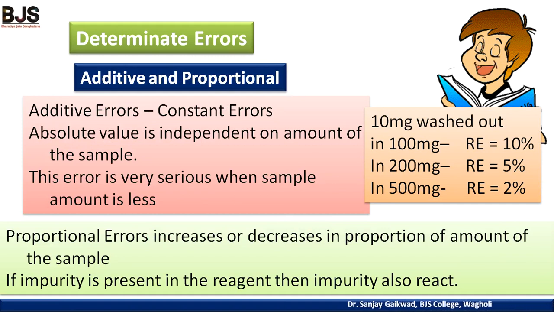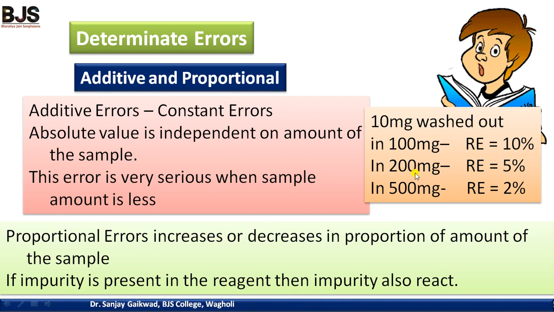Now additive error is a constant error. Its absolute value is independent of the amount of the sample. This error is very serious when the sample amount is small. For example, a 10 milligram sample gets washed away with the washing solvent. Suppose 100 milligram sample is there, out of which 10 milligram is lost, then the relative error is 10%.